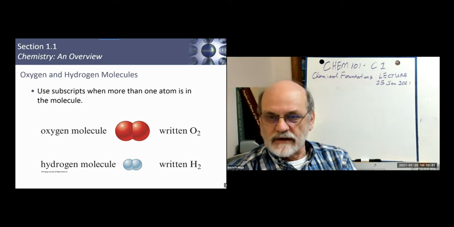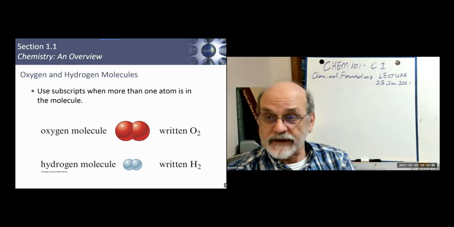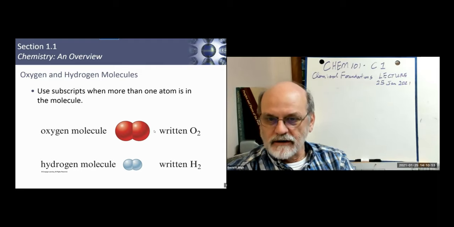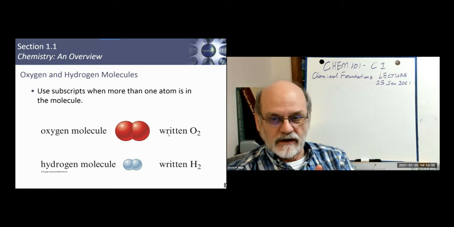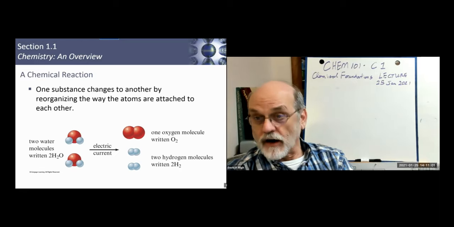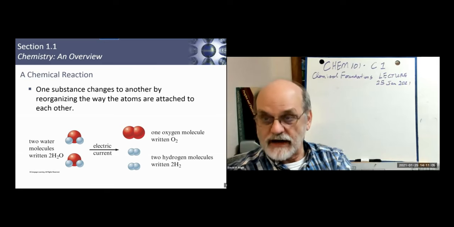Hydrogen's another. Nitrogen's another. Fluorine, chlorine, bromine, iodine, all of those are diatomic. So when you write them in a chemical reaction, unless you're told otherwise, always write them as diatomics. But they are molecules. They're hooked together and they behave as a single unit.